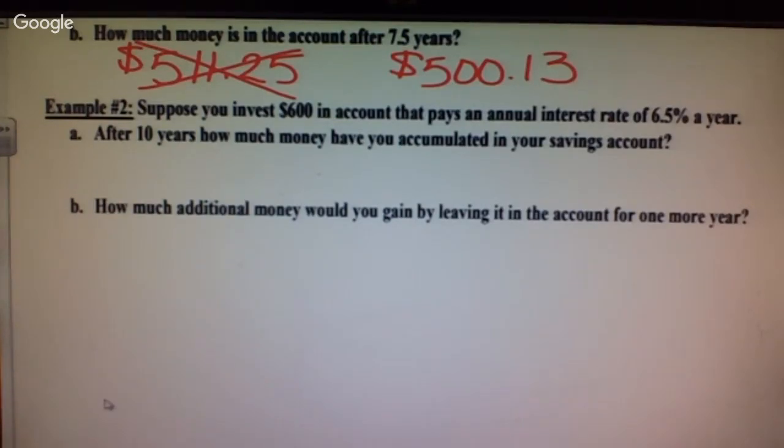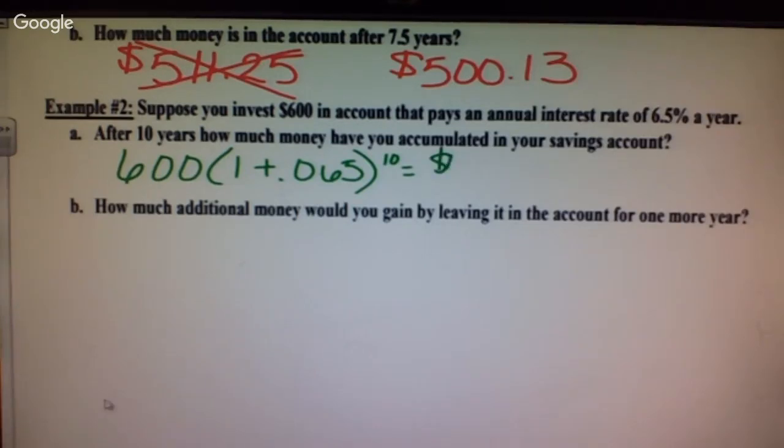All right. Suppose you invest $600 into an account that pays an annual interest rate of 6.5%. After 10 years, how much money have you accumulated? So we start at 600. What am I adding to 1? 0.065, and raising it to the 10. 1126.28. Yeah.